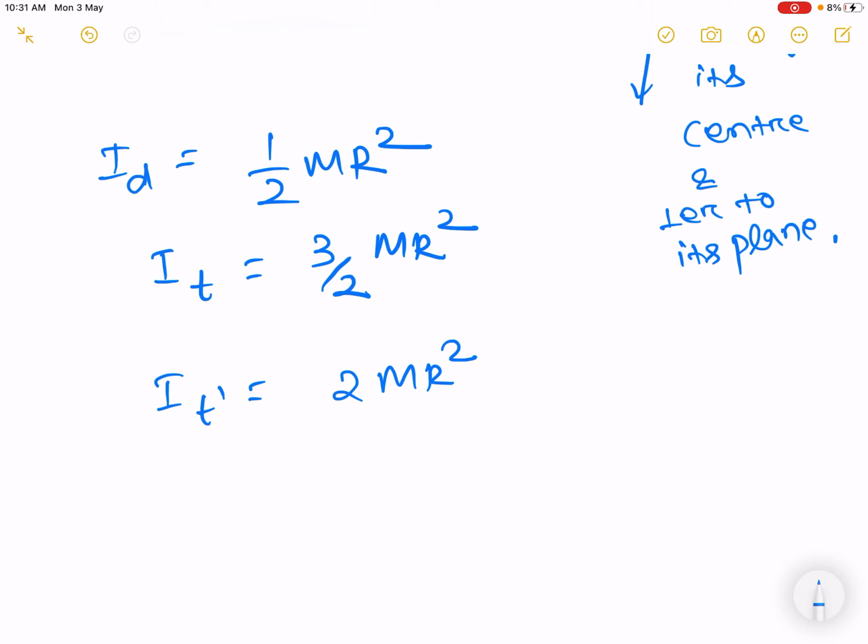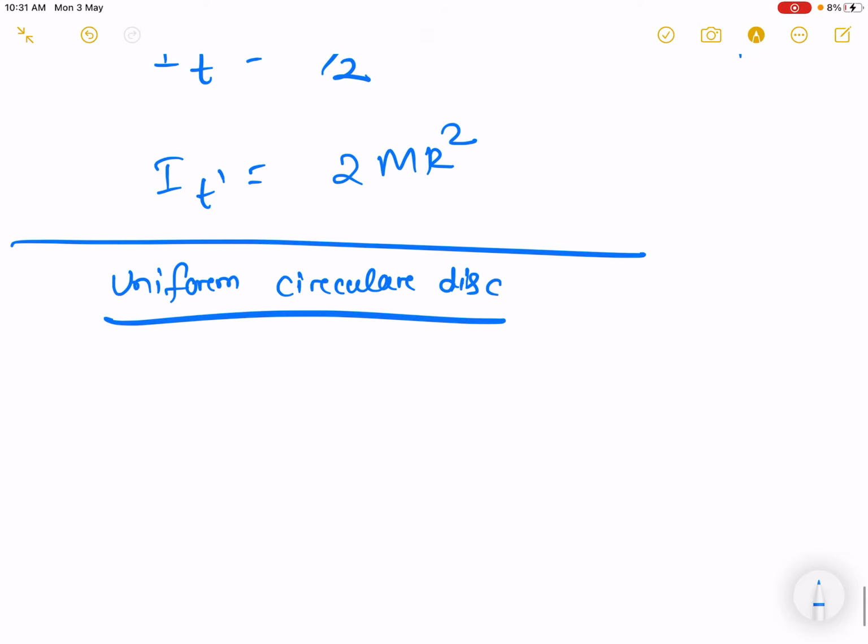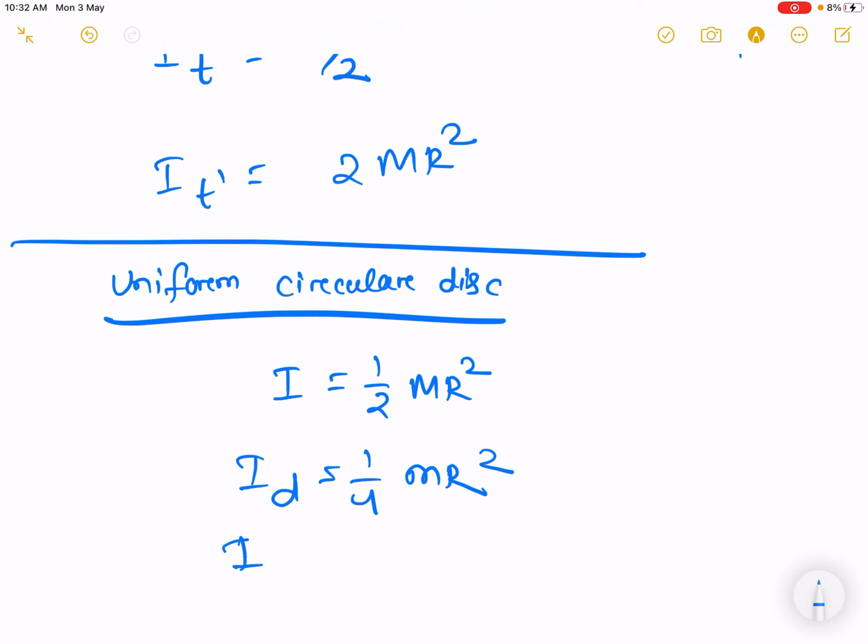Similarly, if you are taking the moment of inertia of a uniform circular disc about an axis passing through the center perpendicular to its plane, then I equals half mr squared. About a diameter, I_D equals 1/4 mr squared. About a tangent, 5/4 mr squared. About a tangent perpendicular to the plane, 3/2 mr squared.